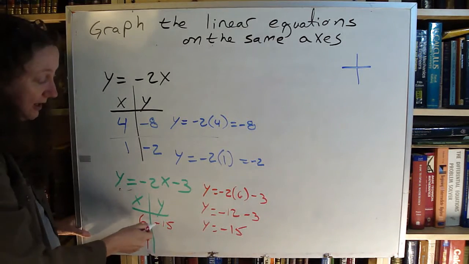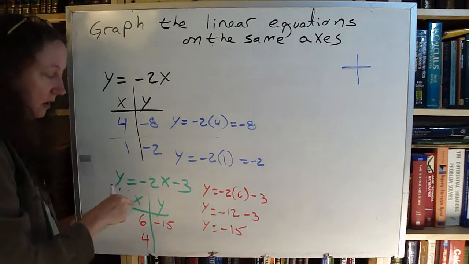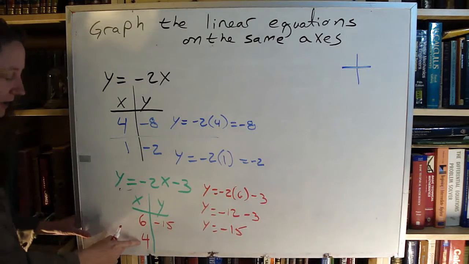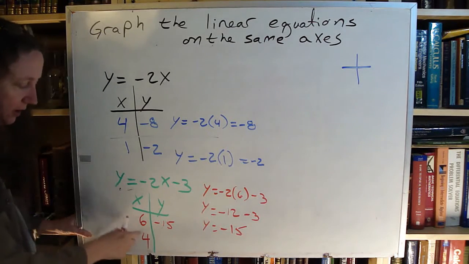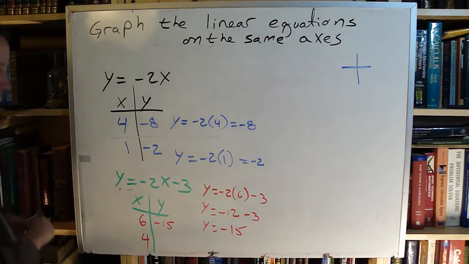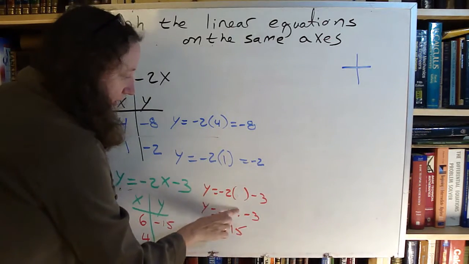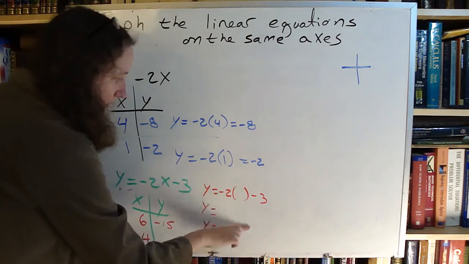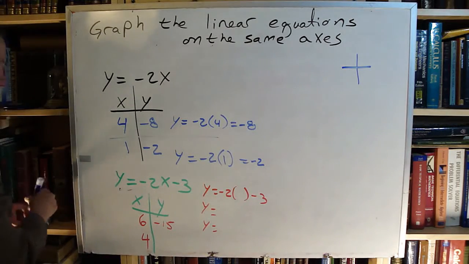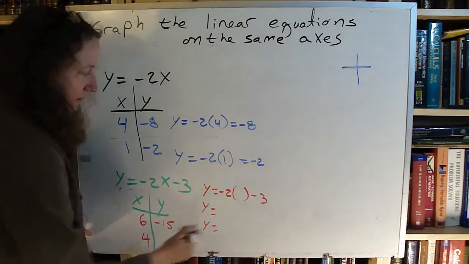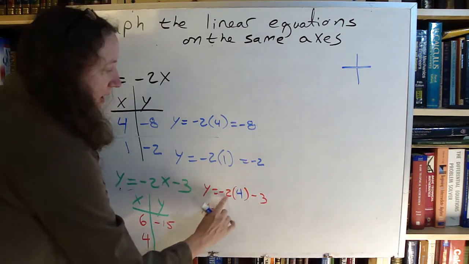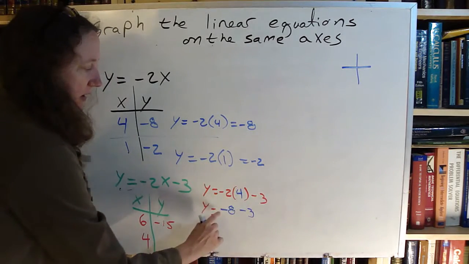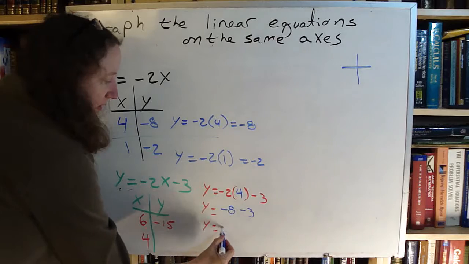That's a pretty big number. I don't think I can exactly fit that onto my number line on my graph. I'm going to continue though, and I'm going to find out what 4 is going to be. So I'm going to reuse my space here. Plug in 4. Negative 2 times 4, negative 8. Carry down my minus 3. Negative 8 minus 3, negative 11.